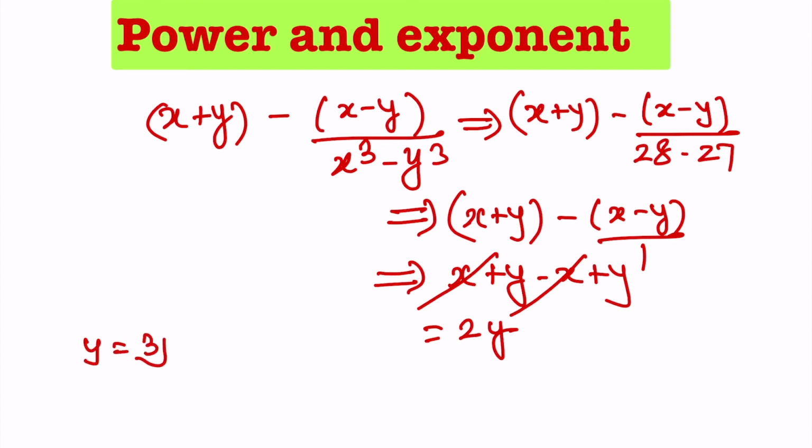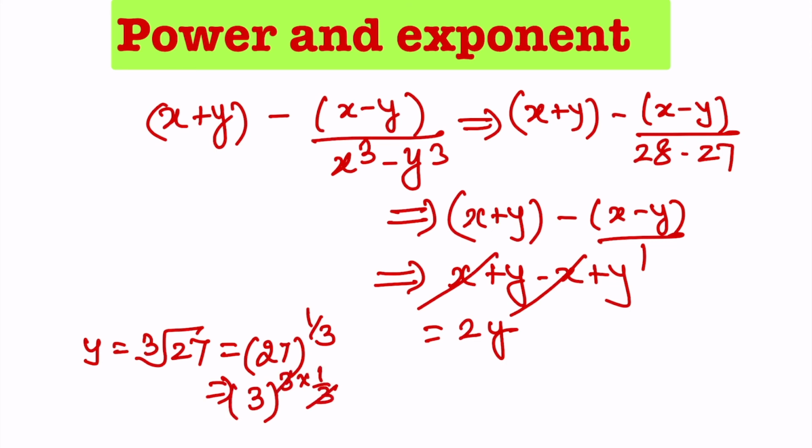Y was cube root of 27, and the cube root of 27 can be written as 27 raised to 1 by 3. 27 is 3 cube, into 1 by 3. Using a raised to m raised to n, we can get the value of y as 3, and so 2 into 3 will be equal to 6.